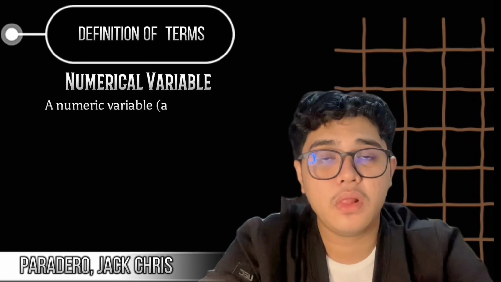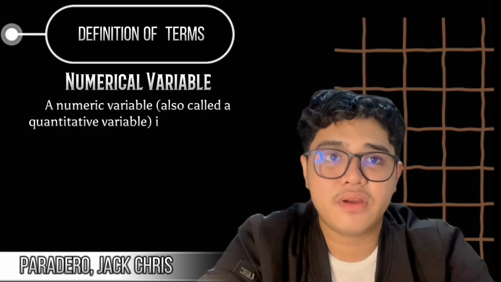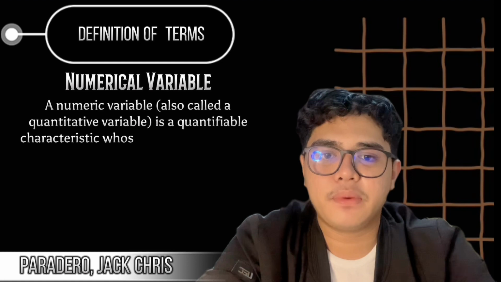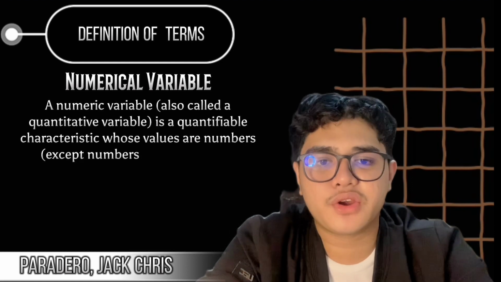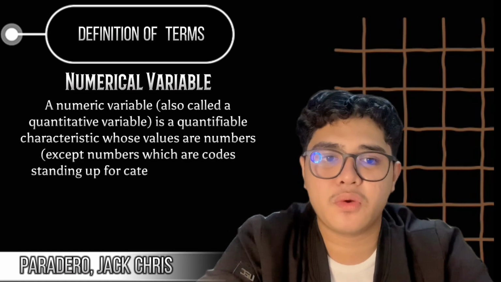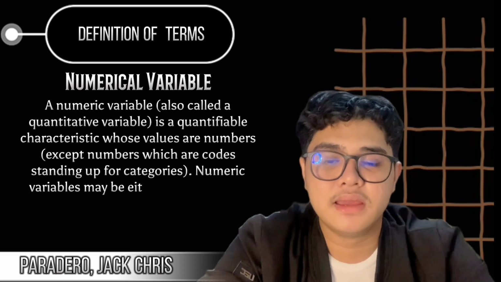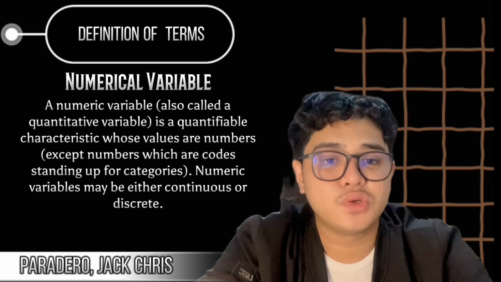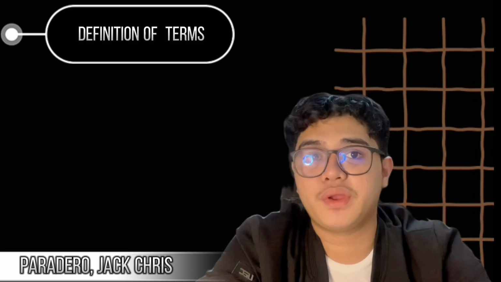the numeric variable, also called a quantitative variable. It's a quantifiable characteristic whose values are numbers, exact numbers which are not codes standing for categories. So numeric variables may be either continuous or discrete. That is for the numerical variable.